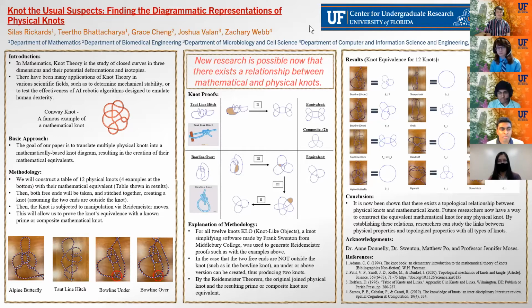And at the bottom of the left side, we have 4 mathematical knots we're looking at. Specifically, note the taut line hitch and the bowline over knots, which we will be comparing in our knot proofs.